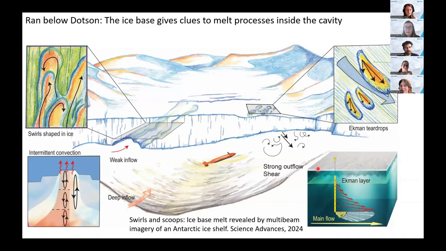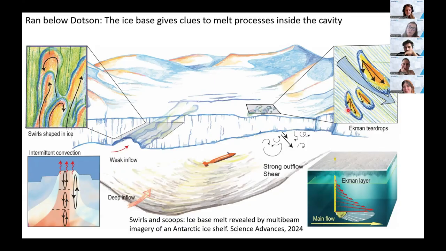And from this data, which was published last year, we learned a bit about Dotson Ice Shelf. We already knew that there is an inflow of warm circumpolar deep water at depth, and we knew that there is an outflow in the west. The new things we learned was that this outflow, first of all, we could observe it inside the cavity. So it's a part of a current system going on inside the cavity. And we also saw the patterns that this strong outflow makes on the ice.